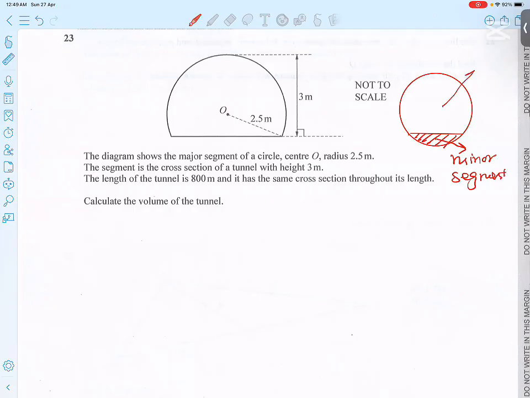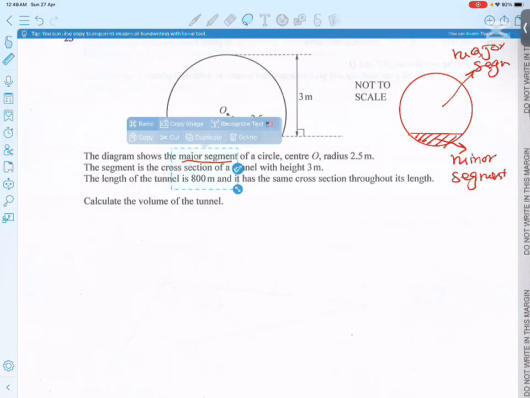And this is called the major segment. That is why he called it a major segment. So actually, the upper part is called the major segment. Okay, so this is an extra part for extra knowledge.